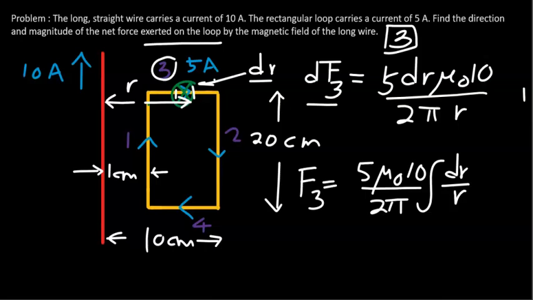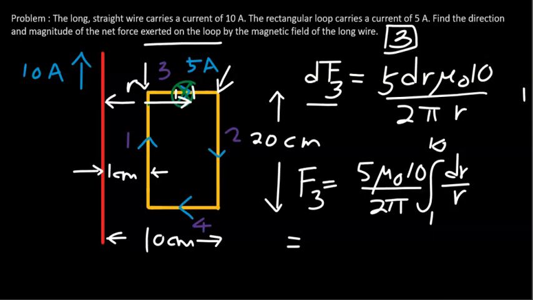Now note the limit of integration. If the element is here, the value of r is 1 cm. And if the element is on the other side, the length is 10 cm. The value of r, that is 10 cm. So the integration limit goes from 1 to 10. Now you note that you don't have to change the units because it will appear as a ratio.